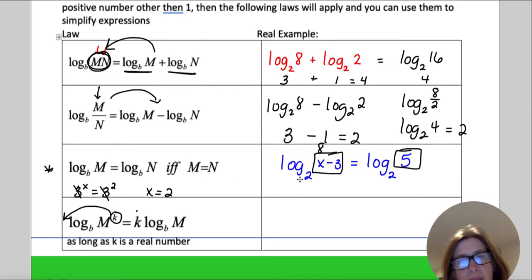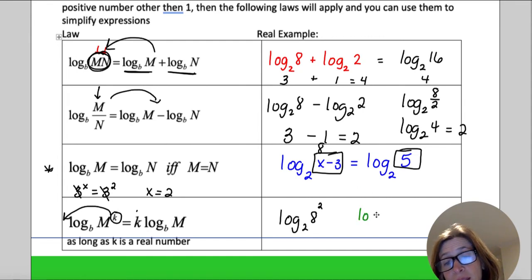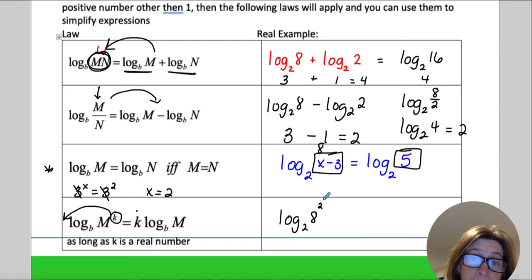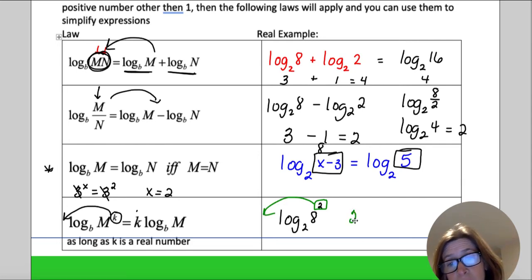You know, I could give you something really interesting. I could say log base 2 of 8 squared. I certainly could evaluate that and make it log base 2 of 64, and then 2 to the 6 equals 64. Or I could make it simpler by applying this property, taking that 2, bringing it to the front of the log, evaluating the log base 2 of 8, which is 3.